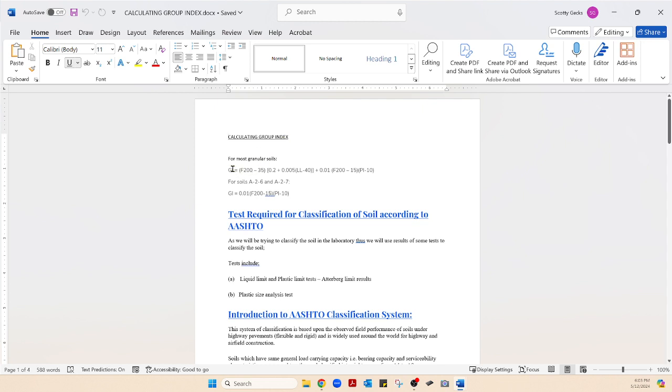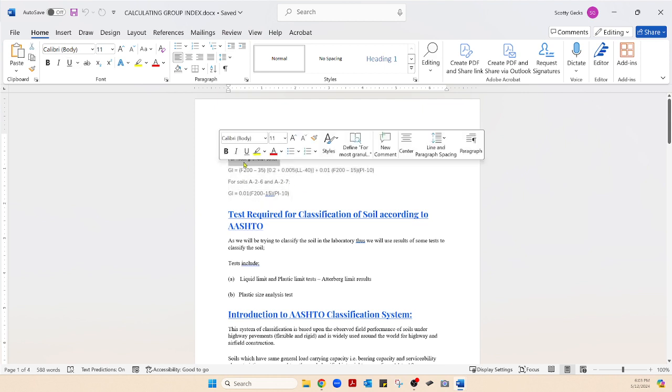But this is the final step in classifying a soil in the AASHTO classification system. You have to determine the group index, and the group index, usually the lower it is, the better the soil is. I've got these lines in the way, but this is your formula right here for calculating group index.